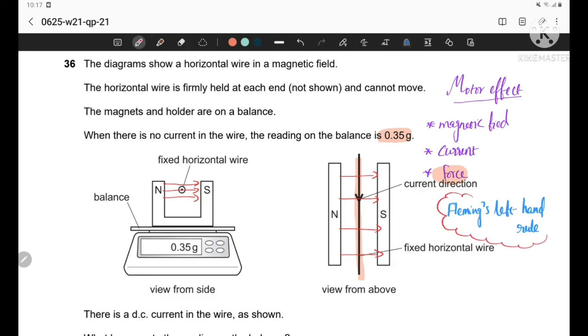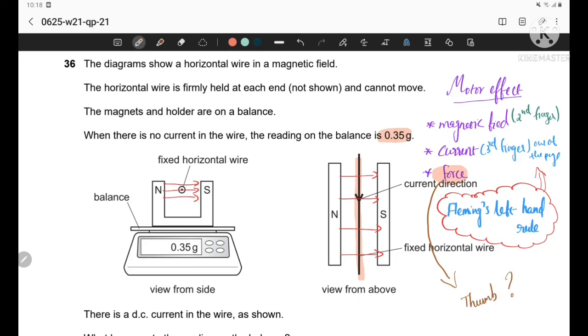Since it is the motor effect, where electricity is already there and the force is the product, we should use Fleming's left hand rule. When we apply Fleming's left hand rule, the third finger should point towards the direction of current, which is out of the page, or towards our face. And the second finger should point in the direction of the magnetic field, which we know is pointing towards the right. So the second finger should point towards the right, and the third finger should point towards your face or out of the page.